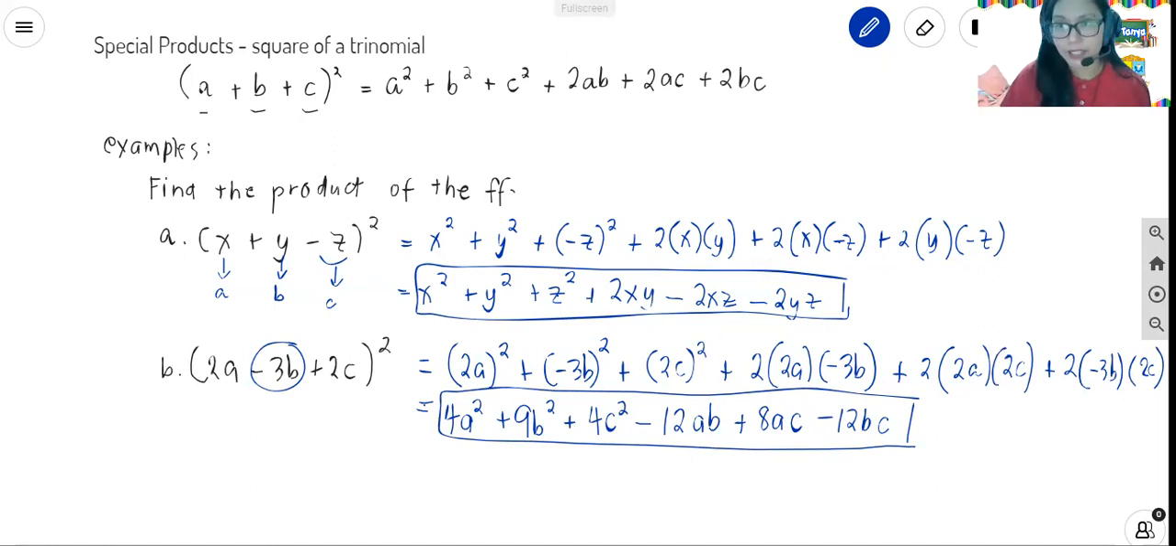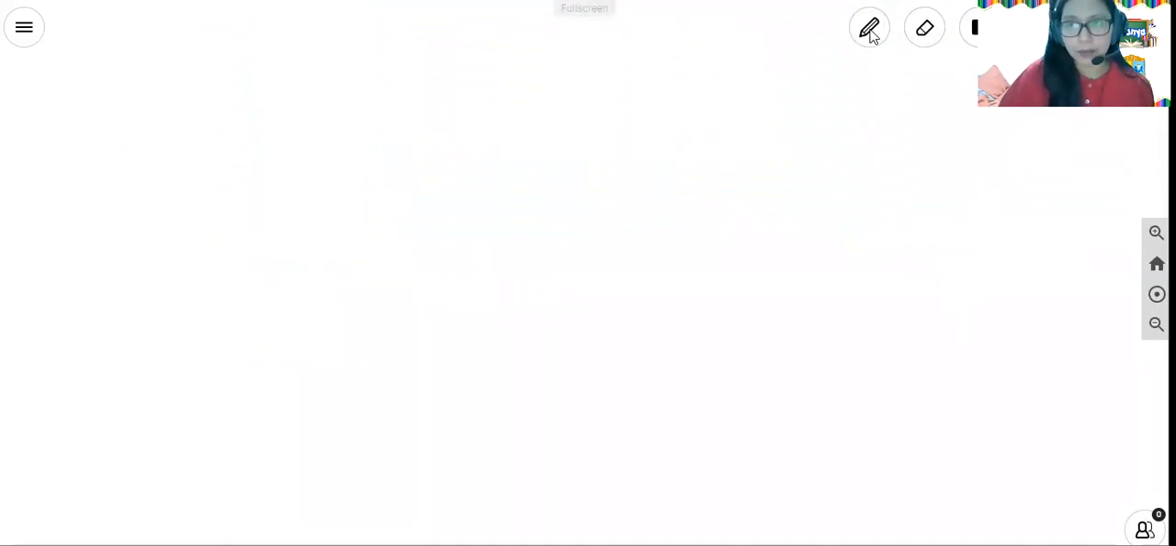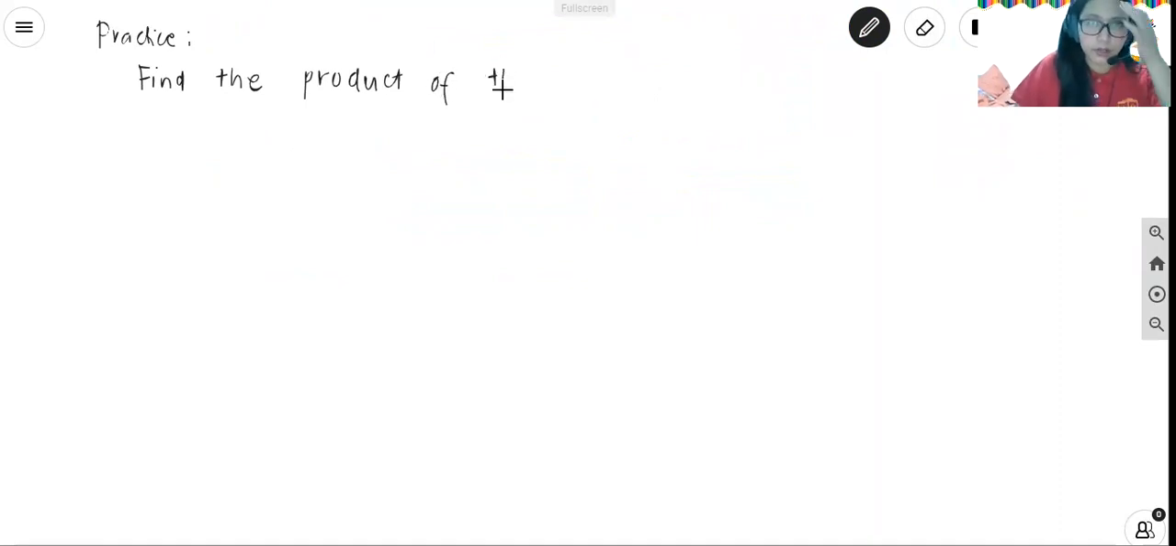It's your time to practice. I hope you understood that. So let's practice on this. Find the product of the following. So first, let's have 6x plus 3y plus z quantity squared.